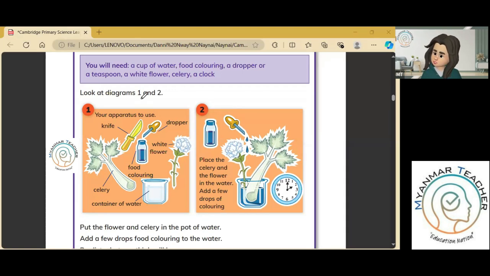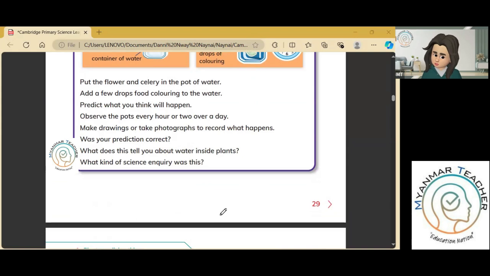Number 2, place the celery and the flower in the water and add a few drops of coloring. And I think you have to wait because there's a clock. Put the flower and celery in a pot of water, add a few drops, and predict what will happen. Observe the pot for a day or two, make drawings or take photographs. Was the prediction correct? What does this tell you about the water inside the plant?